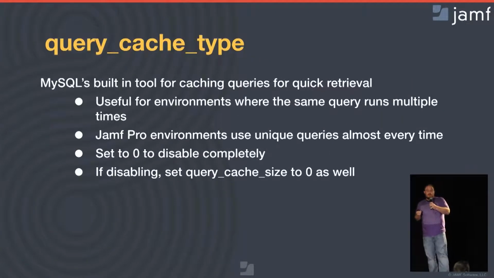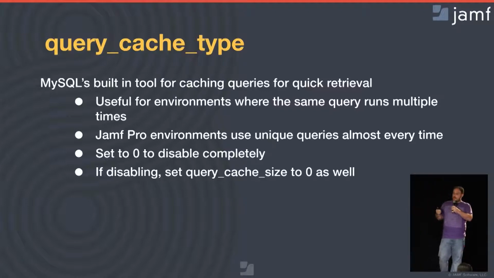Query cache type, this is kind of a new one. Some of you might have heard this in the recent couple of months. Query cache type is a built-in way for SQL to cache commonly run queries. In small environments where the same query is running multiple times over and over again, it does help performance.